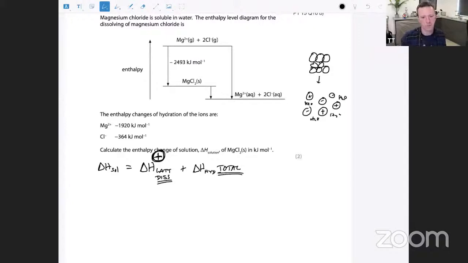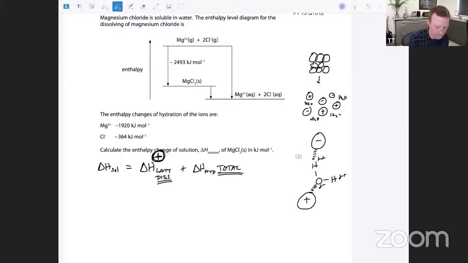Now, delta H hydration, we need to understand what that is. When you've got an ion, I'm just picking a positive one here, and you've got a water molecule that's polar, delta positive, delta negative, you're going to get an electrostatic attraction. Same with the negative ions, you're going to get an electrostatic attraction with hydrogen ions from water. Now, delta H hydration is the value when 1 mole of that ion is dissolved in infinite solution. So it's the energy change that occurs when those bonds form. So are these delta H hydrations positive values or negative values?